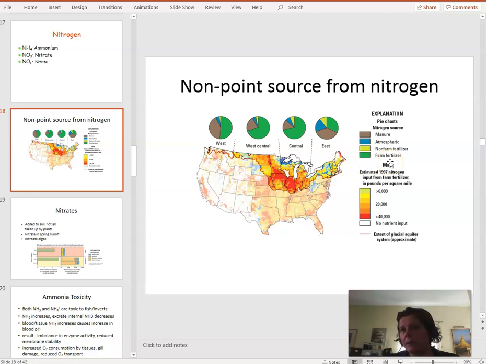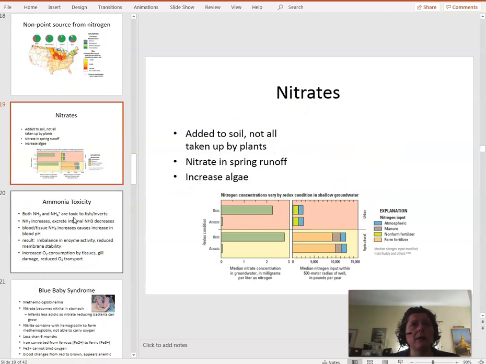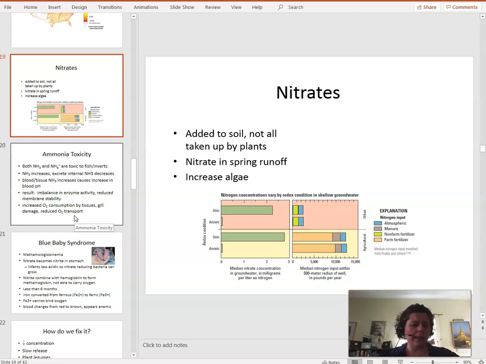So we live in the land of corn and soybeans, and these compounds get put down on the farm fields all the time. So nitrates, we add them to soil. Not all of it is taken up by the plants. So we add nitrates and phosphates to soil because it helps the plants grow bigger. So we want bigger plants, we want more plants and stuff. And so with the amount of soil and stuff like that, it's not always taken up by plants.